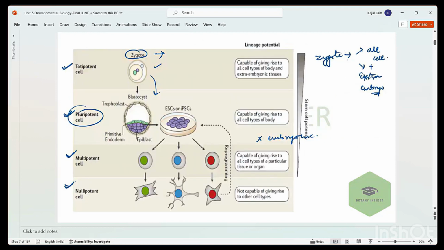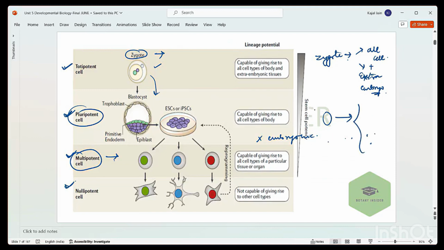So what is the difference between a totipotent cell and a pluripotent cell? Totipotent cell, which can give rise to all the cell types and extra embryonic cells as well. Pluripotent is capable of giving rise to all the cell types but not the extra embryonic cells, right? Then you have multipotent cells. So what are multipotent cells? When you have a cell which can give rise to all the cell types of a specific variety.